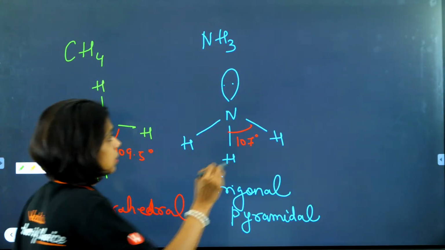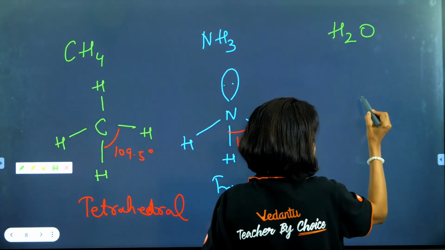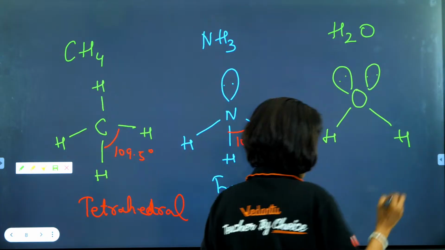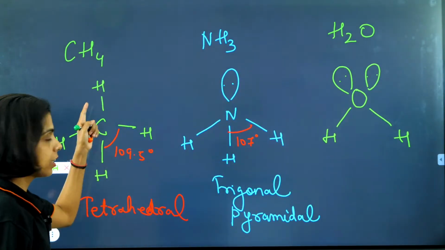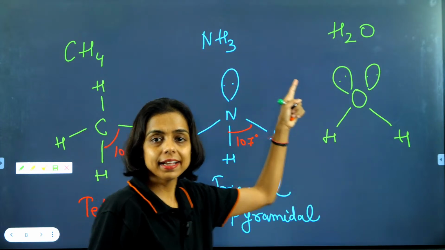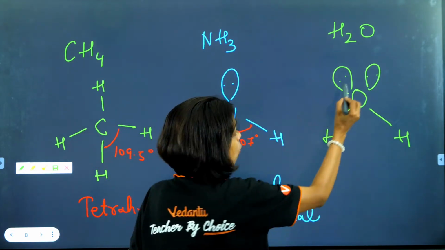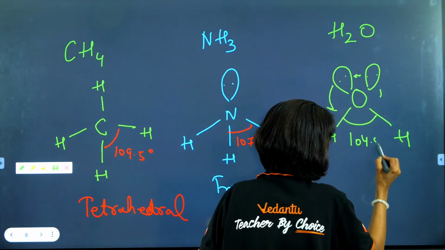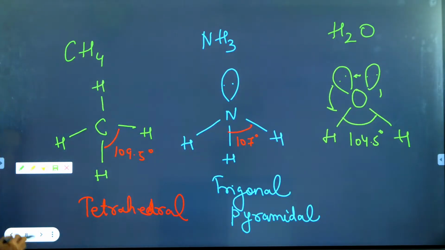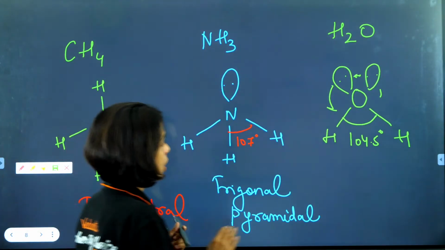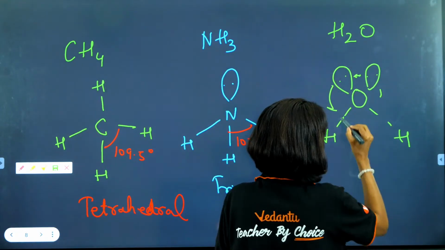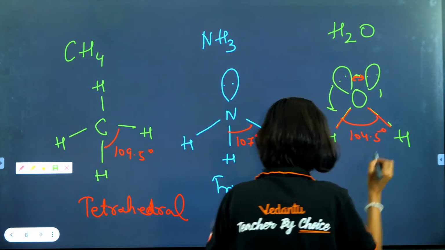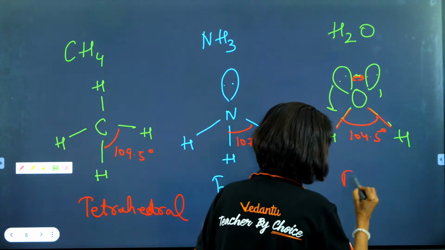Now let us take the third case, H2O, where I have a central atom with 2 lone pairs and 2 bond pairs. That means a total of 4 electron pairs. So here there is no lone pair, here there is 1 lone pair and here there are 2 lone pairs. Now lone pairs will also repel each other more, right? So now this angle further decreases to 104.5 degrees. Got it, guys? That angle further decreased to 104.5 degrees because of more repulsion between lone pair and lone pair. And the molecular geometry is the bent shape.